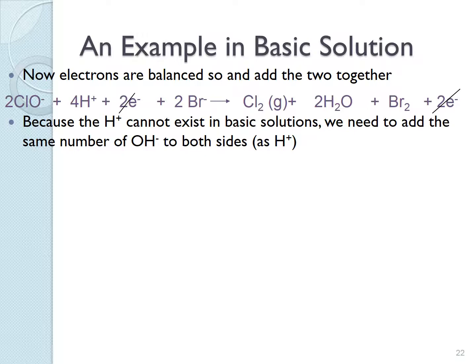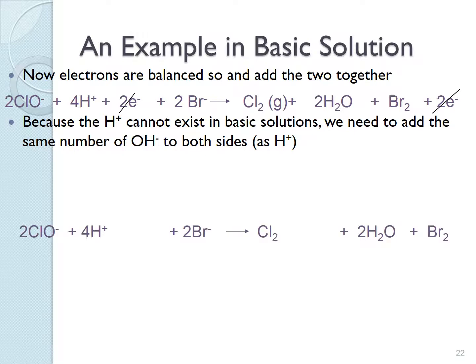Now, this would be a perfectly good answer if this reaction was happening in an acidic solution. But because it's happening in a basic solution, those 4 hydrogens are not going to be just hanging around trying to make this reaction go. So what we're going to do, because we have 4 H pluses on the left, we're going to add 4 OH negatives to both sides.